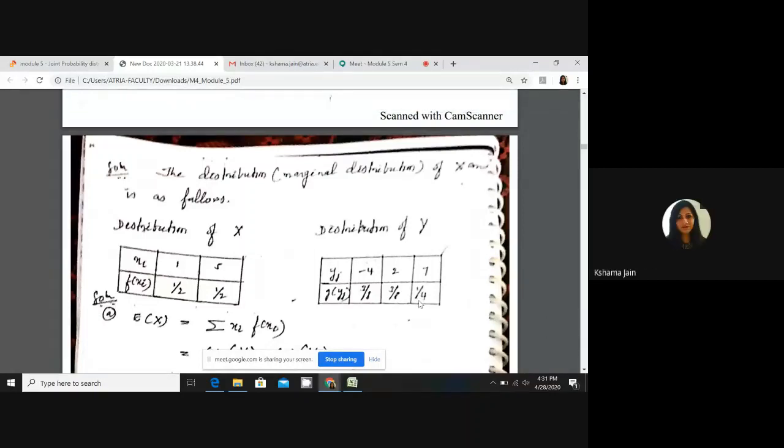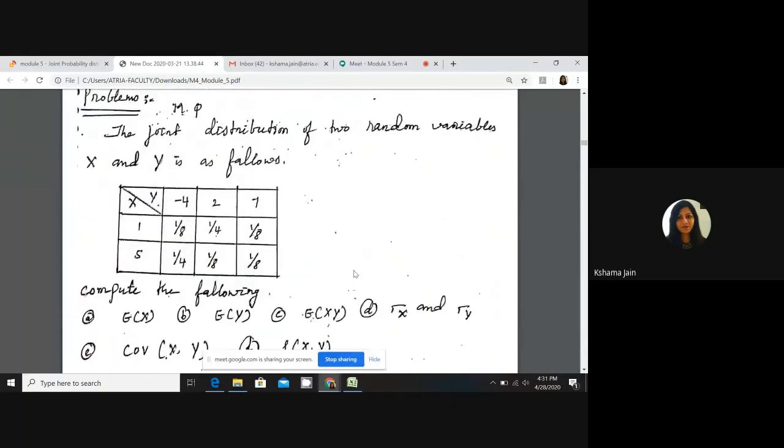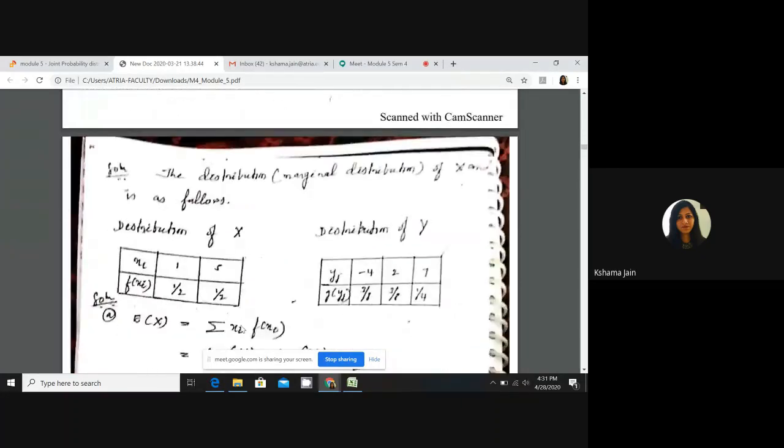Understood, ma'am? Okay. So first, this was the joint probability distribution. You will write the marginal distribution. Why? Because we require Ex and Ey. If you remember, the formula of Ex was summation of x into fx, and same for Ey, the formula was summation of y into gy. So for that, we need marginal distributions.